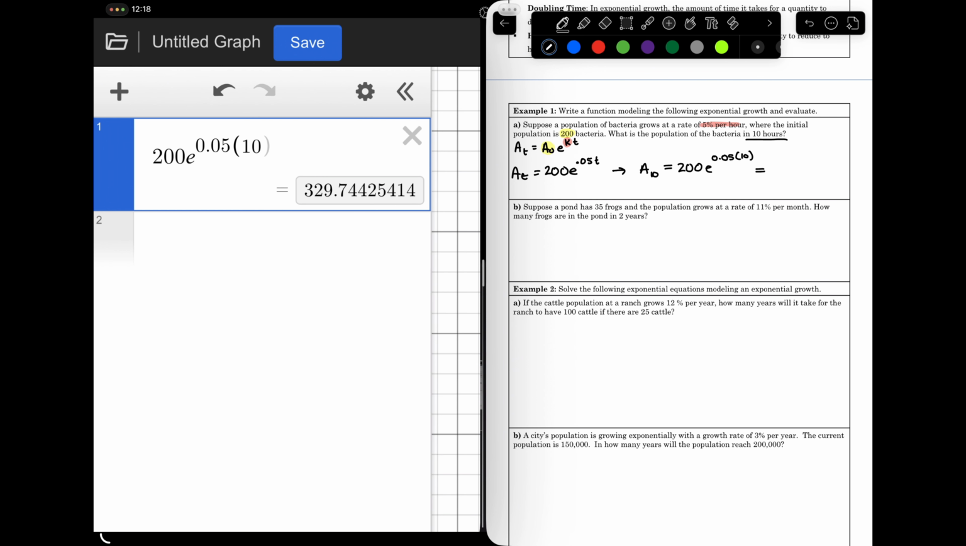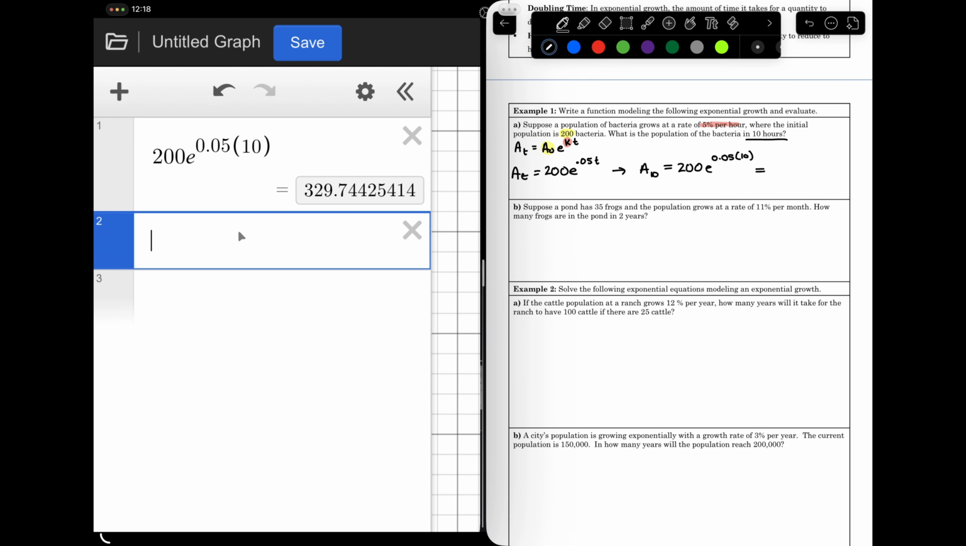If I don't do that and I put times 10, it moves it down there. So to multiply the 0.05 and the 10 as part of the exponent, I have to use parentheses to indicate that. So here's our answer. We end up with a total of 329.7, which we'll estimate and round to the nearest whole number.